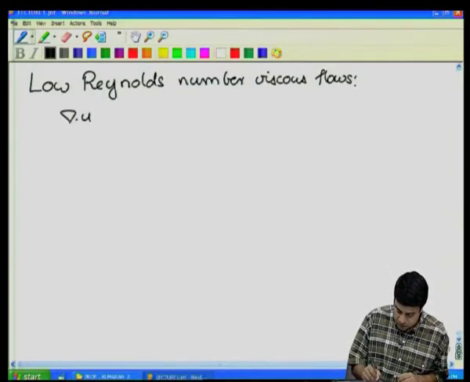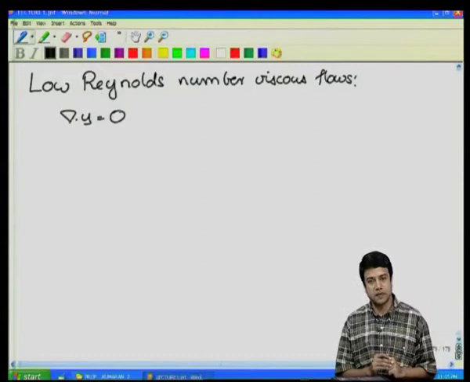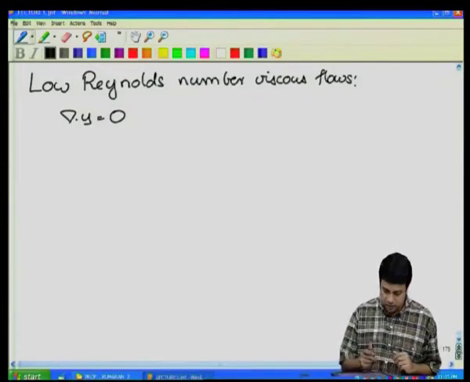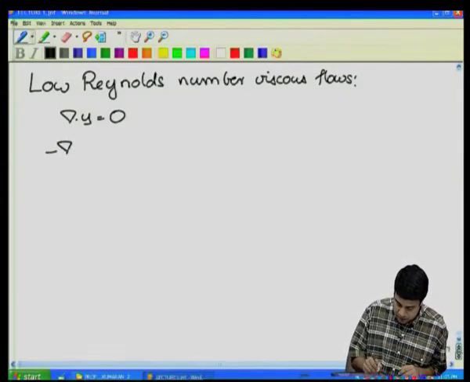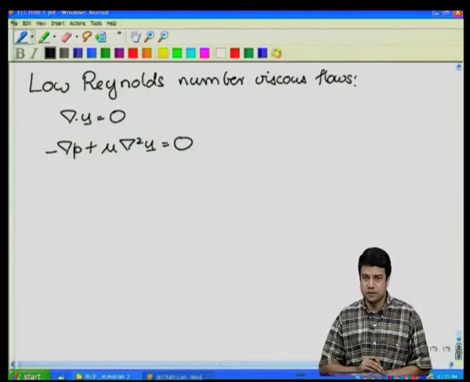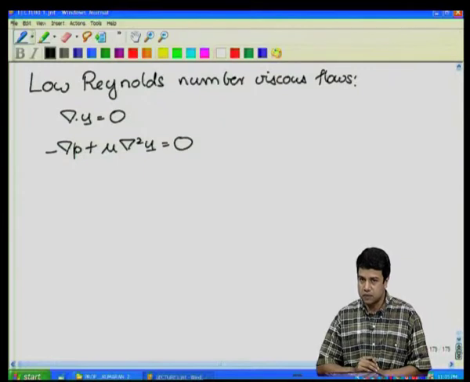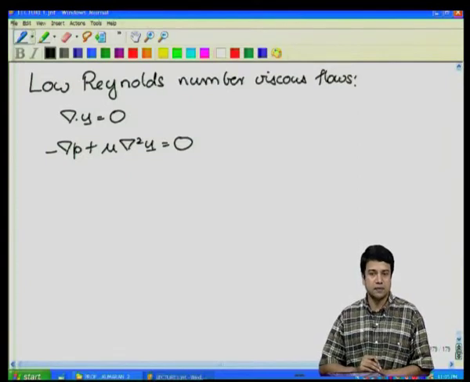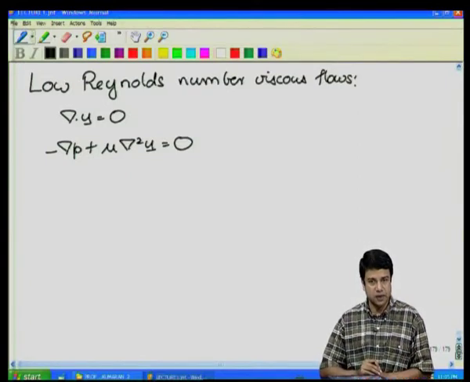The divergence of velocity is equal to 0, mass conservation, incompressible fluid, and the momentum conservation equation. So, these were the governing equations, and we had solved them in various situations, both for external flows outside an object. I showed you how we can reduce these Stokes equations to two Laplace equations for the general part of the velocity profile and for the pressure.